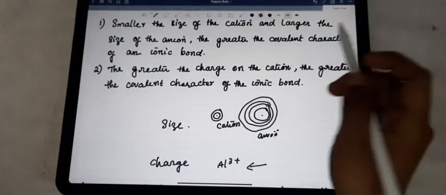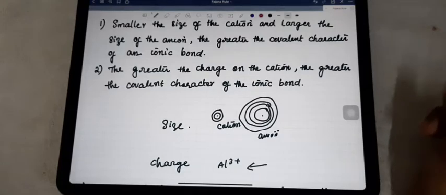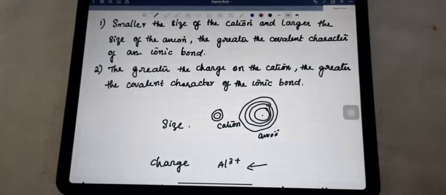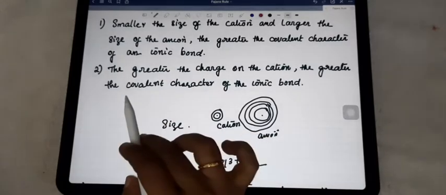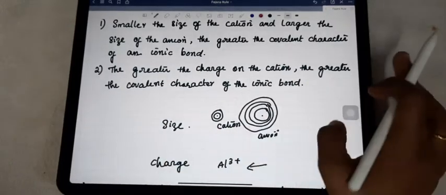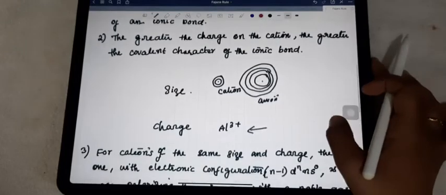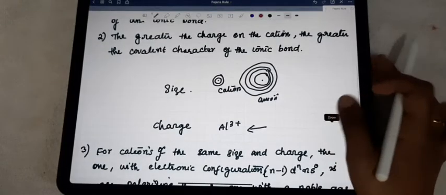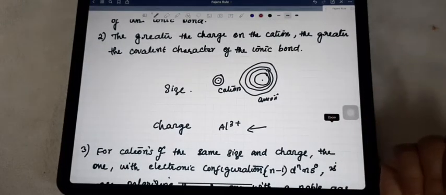That is why we are saying that the smaller the size of the cation and the larger the size of an anion, the greater will be the covalent character of an ionic bond. Second postulate we can check now, that is: the greater the charge of the cation, the greater is the covalent character of an ionic bond. How can we explain the same?